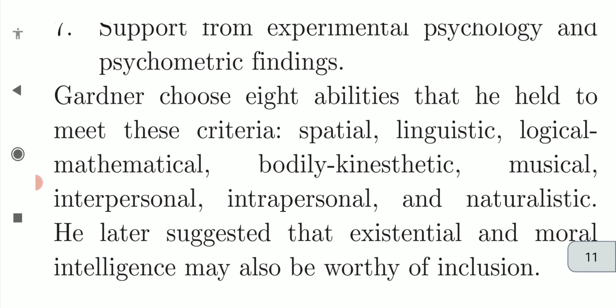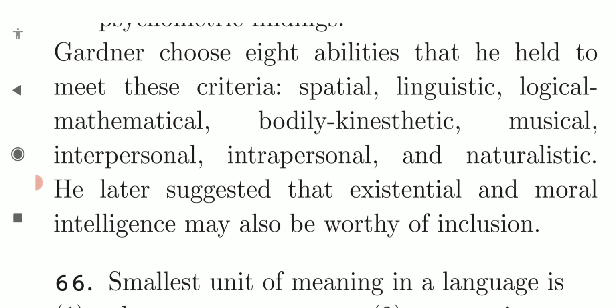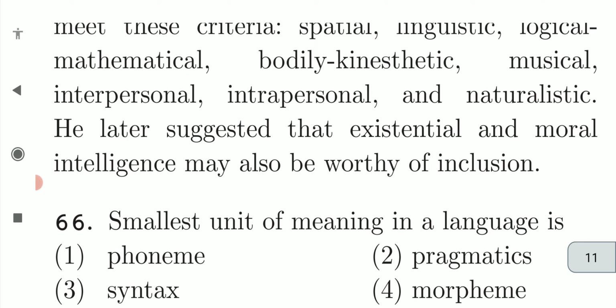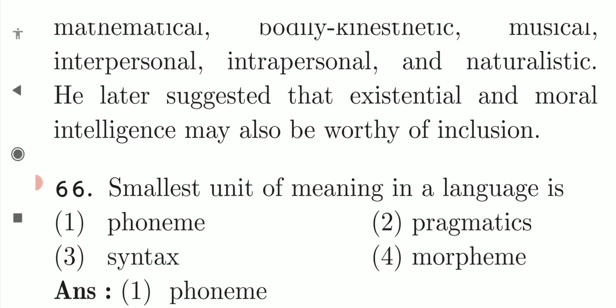Gardner chose 8 abilities: spatial, linguistic, logical-mathematical, bodily-kinesthetic, musical, interpersonal, intrapersonal, and naturalistic. He later suggested that existential and moral intelligence may be worthy of inclusion.